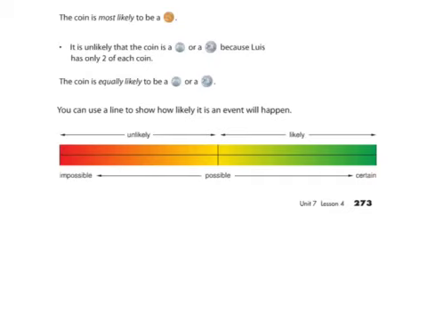We might also use words like most likely. It's most likely to be a penny. It is unlikely that it's going to be a dime or a nickel. And actually, you could also say that it's equally likely for it to be a dime or a nickel, because there were 2 dimes and there were 2 nickels, so they had an equal chance.